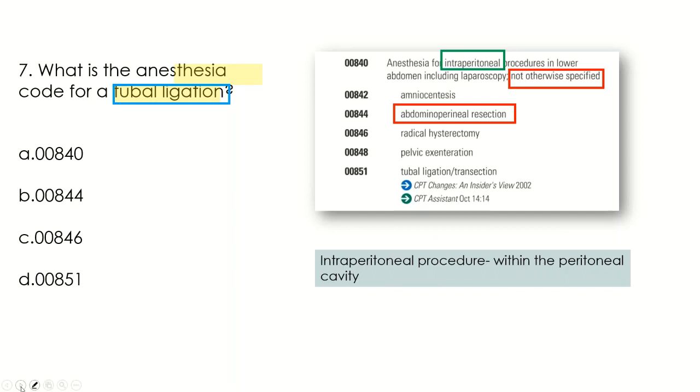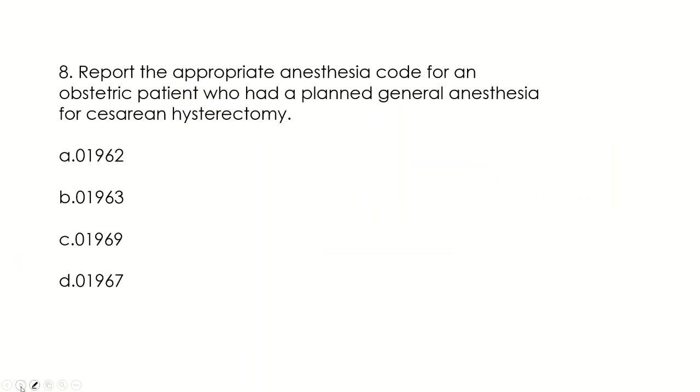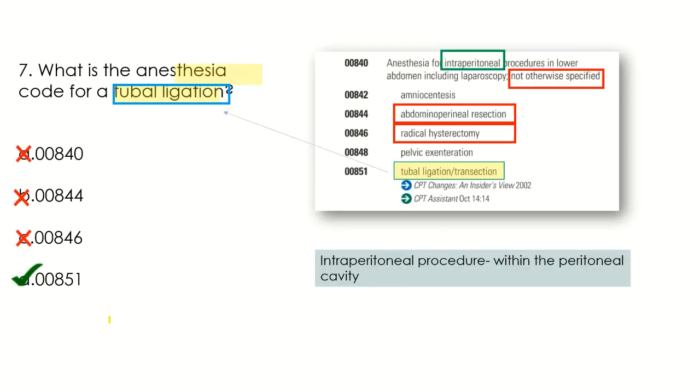00884 is abdominal perineal resection, which of course does not match any of our keywords, so it's gone. Radical hysterectomy, again, does not match our keywords, so it's gone. Look at here, 00851 says tubal ligation / transection. That means we do in fact have a specific code for it. We can eliminate 00840 and we can be sure that 00851 is our correct answer.